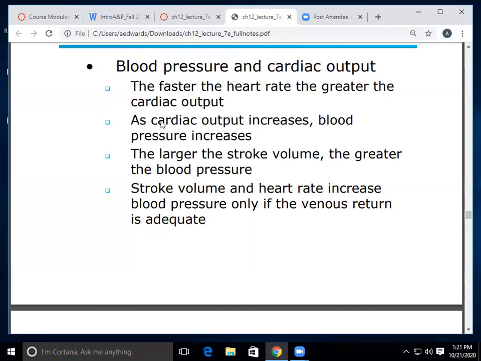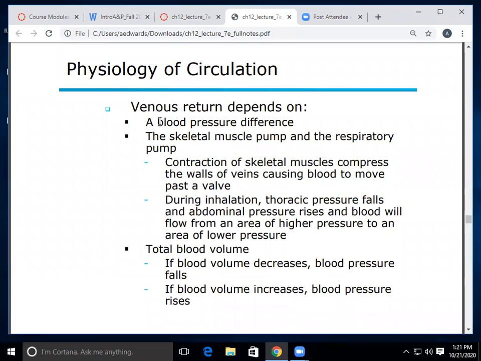Now, your stroke volume and your heart rate will only increase your blood pressure when you have adequate venous return. Okay. So if you don't have enough blood coming back to the heart, your overall blood pressure doesn't change that much. Now, what does venous return depend on? So what affects how much blood can come back to the heart? Well, if you have a difference in blood pressure, it's going to affect how much blood comes back to the heart. Also, what we call the skeletal muscle pump, as well as the respiratory pump.